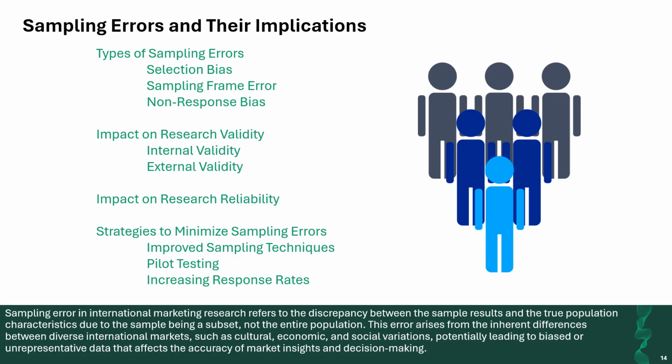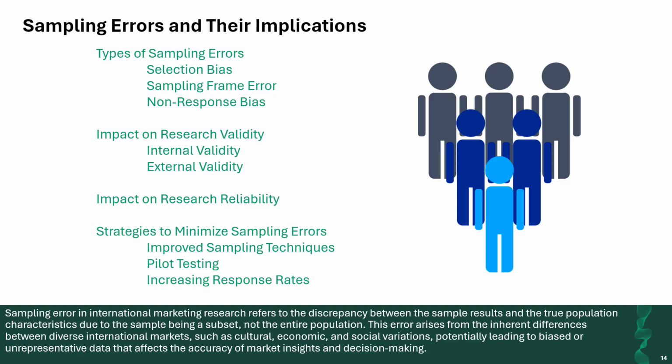Non-response bias happens when individuals who do not respond differ significantly from those who do. This reduces the representativeness of the sample and the generalizability of the findings. For instance, if a health survey has a low response rate from a particular age group, the results may not accurately reflect the health status of that group. Sampling errors can compromise internal validity by affecting the study's ability to establish causal relationships within the sample.